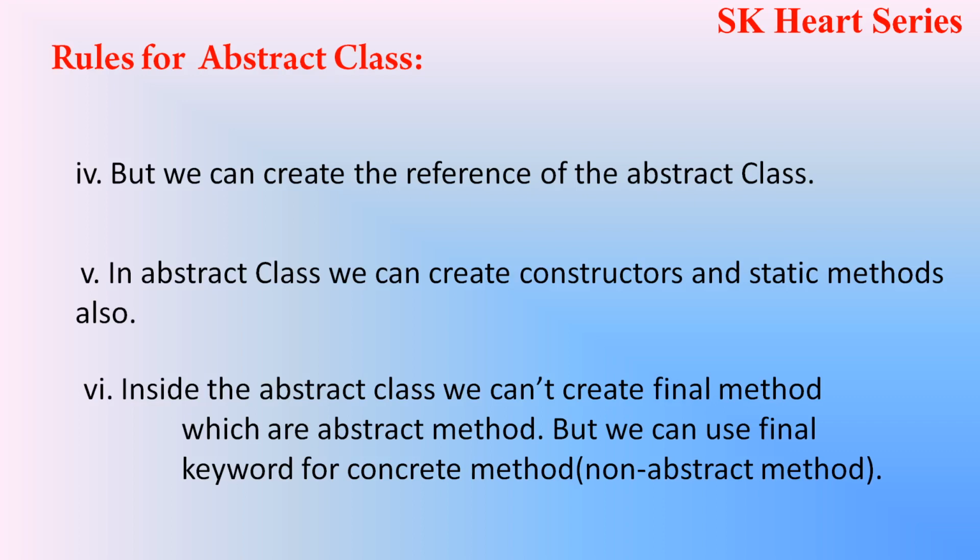But which method can't we make final? The abstract method can't take the final keyword, because using the final keyword on a method means we can't override that method. We have to override our abstract method in the next class or subclass. That's why we can't use the final keyword for abstract methods. We can use the final keyword for a concrete method, that is, a non-abstract method, a method without the abstract keyword.